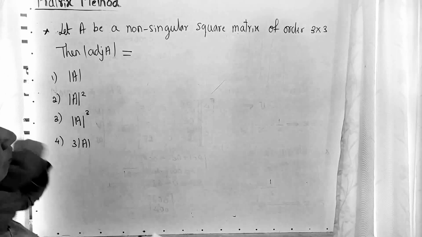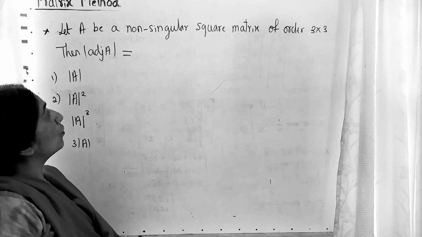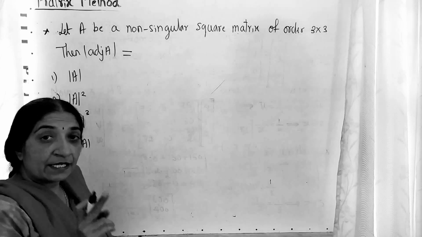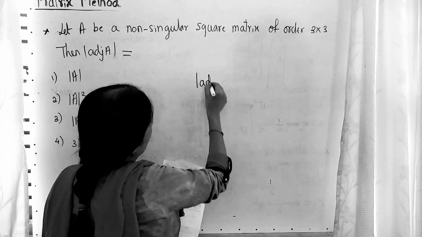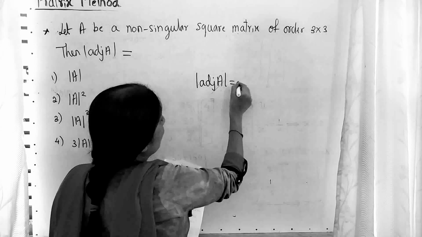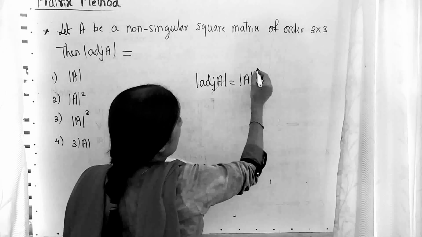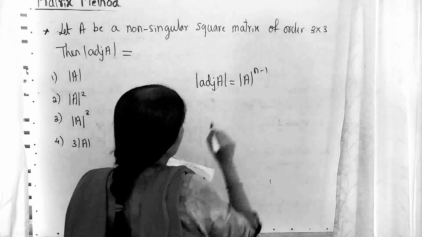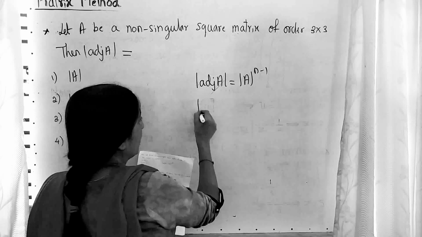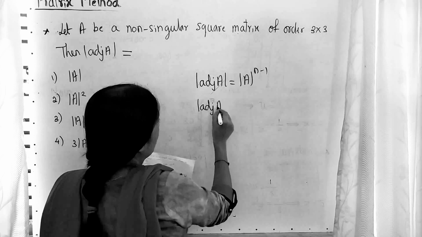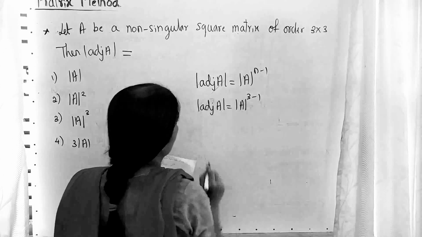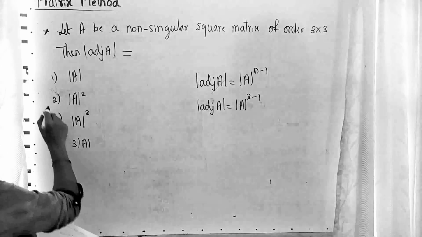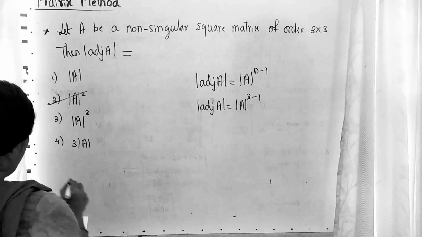See, A be a non-singular square matrix of order 3 by 3. Then the determinant of adjoint A. If you remember the formula, determinant of adjoint A for a matrix of order n, that is n by n, is determinant of A raised to n minus 1. Here in place of n we have 3. Determinant of adjoint A is determinant of A raised to 3 minus 1, 3 minus 1 is 2. Your answer is second one. Next question.